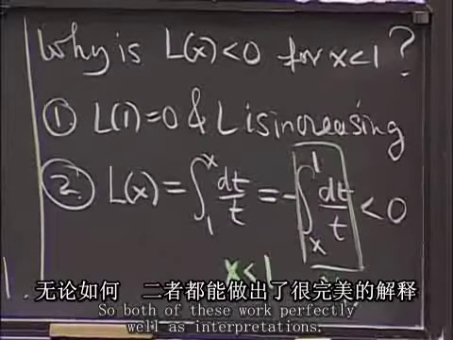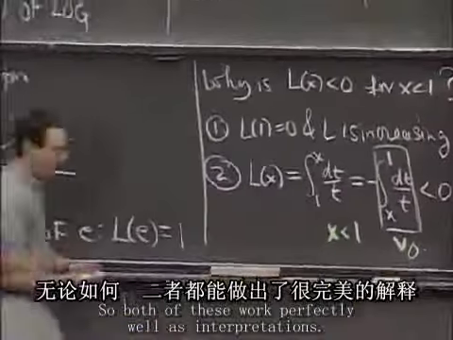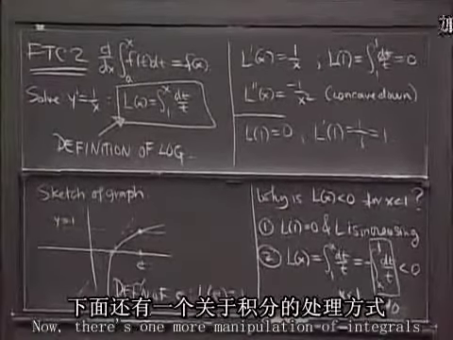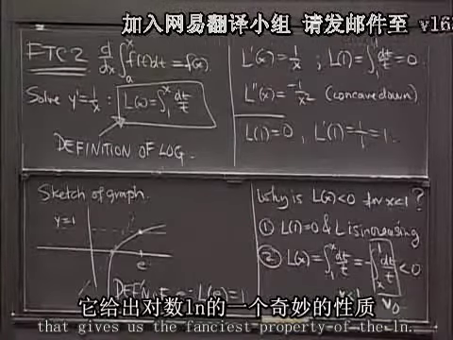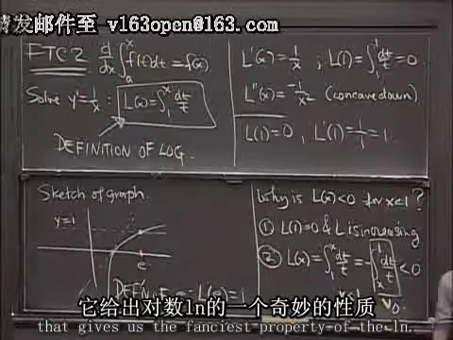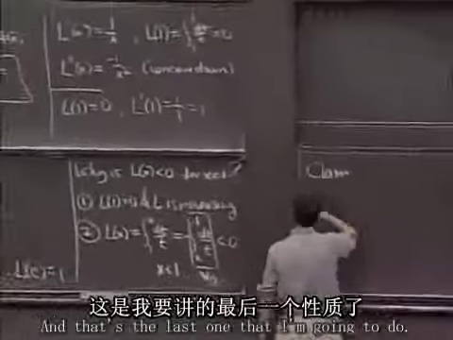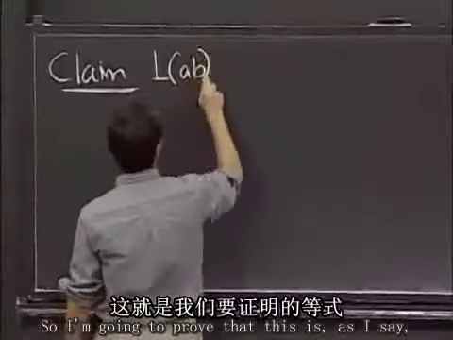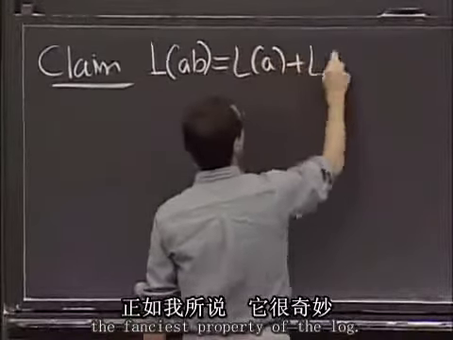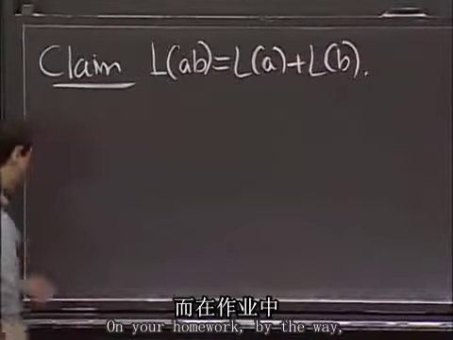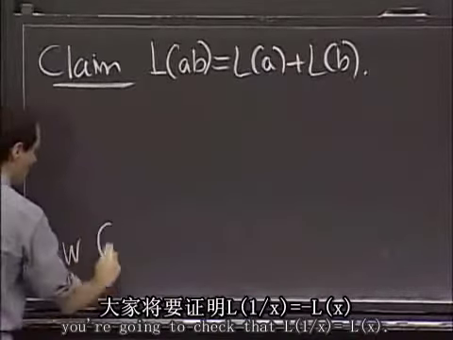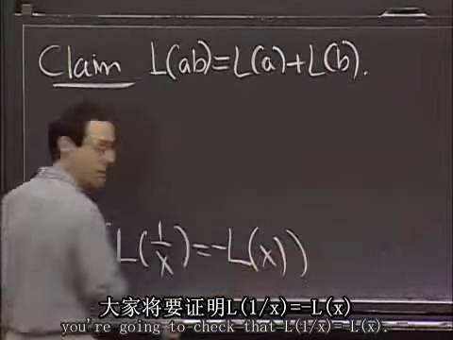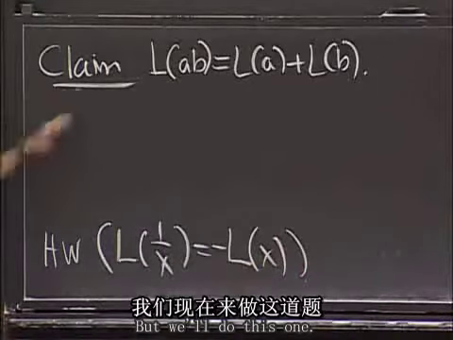All right, so both of these work perfectly well as interpretations, and it's just to illustrate what we can do. Now, there's one more manipulation of integrals that gives us the fanciest property of the log. And that's the last one that I'm going to do. And you have a similar thing on your homework. So I'm going to prove that this is, as I say, the fanciest property of the log. On your homework, by the way, you're going to check that L of 1 over x is equal to minus L of x. But we'll do this one.